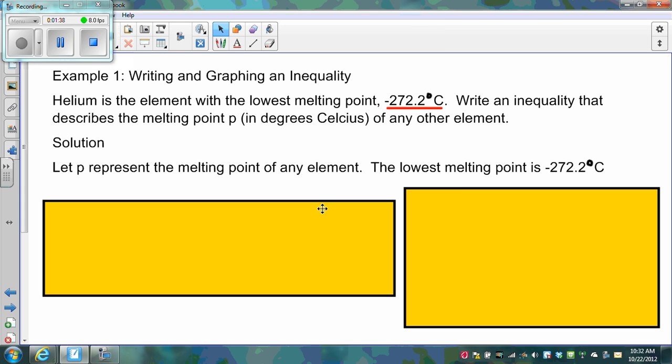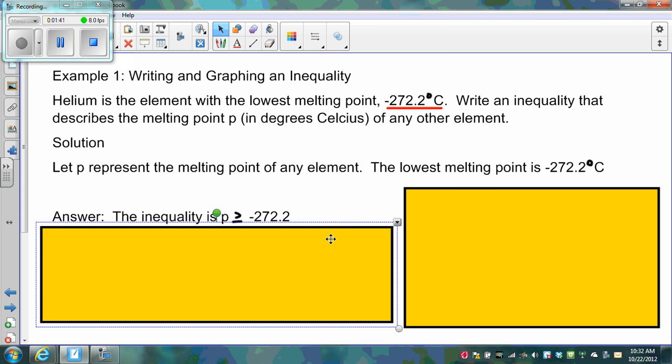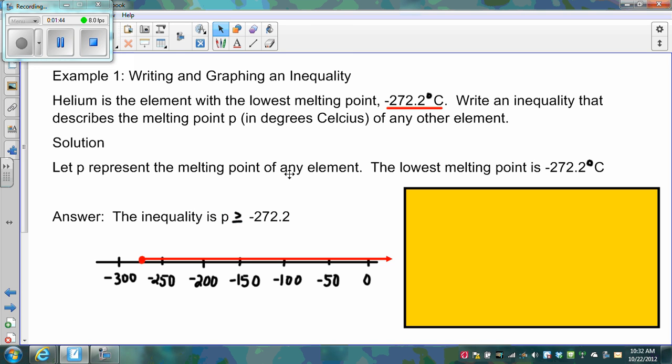The way you could set this up is that P, which is the melting point of any other element, is greater than or equal to negative 272, because they tell you that helium has the lowest melting point of any element. That means the melting point of any other element must be greater than that. So then for our number line, we take a line, put some dashes on it, label it, and we're going from 0 because it's negative. Our numbers get more negative as you go, but it's about negative 272 or greater.